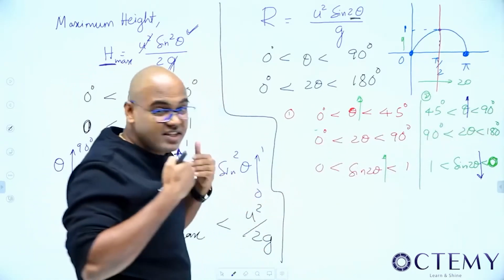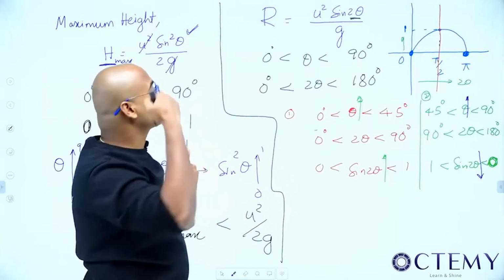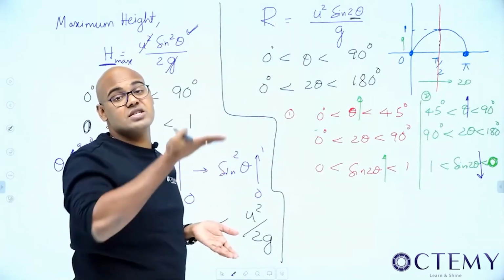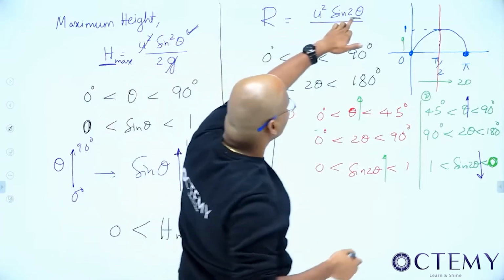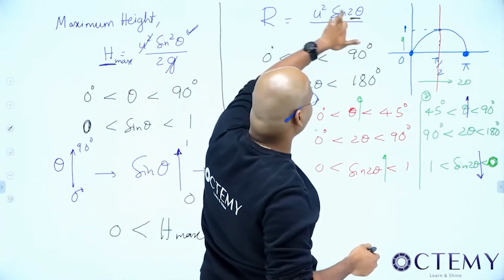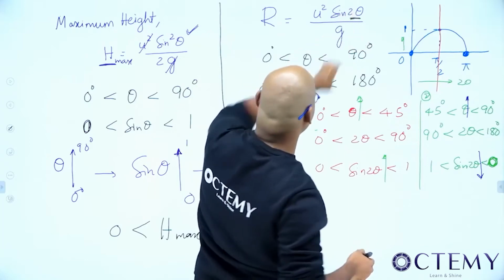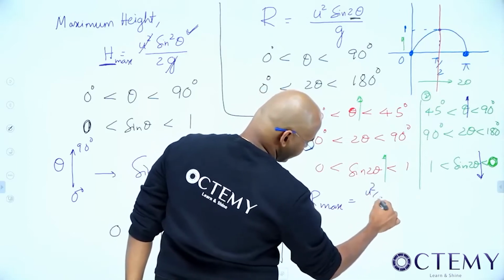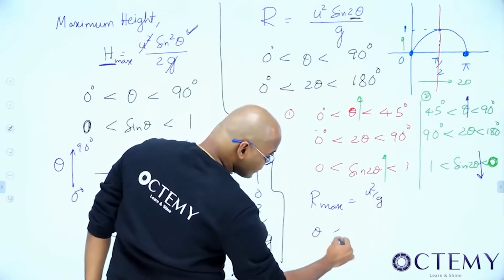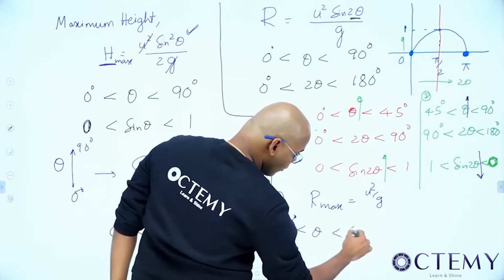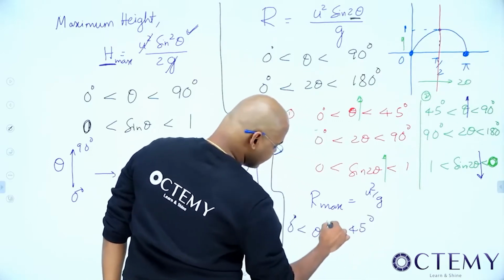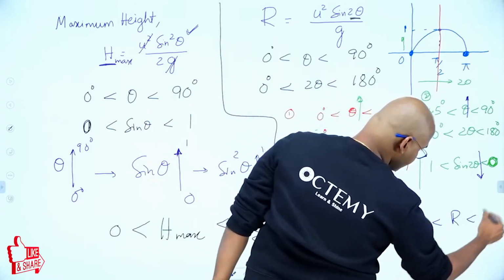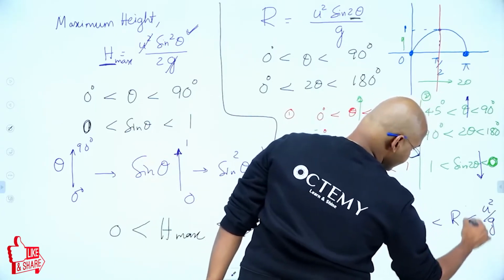As theta is increasing from 0 to 45, sine 2 theta will increase from 0 to 1, and range increases from 0 to the maximum. Theta is 45, so 2 into 45 is 90, sine 90 is 1. What is the maximum range? U square by G. So when theta is increasing from 0 to 45 degrees, the range will also increase from 0 to U square by G.